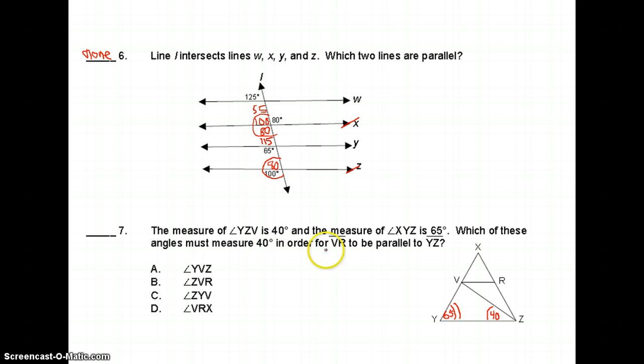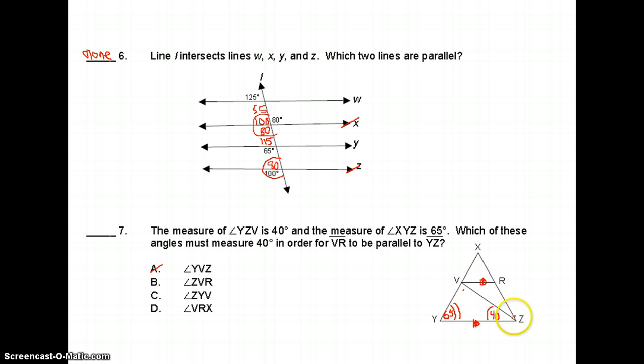Which angles must measure 40 in order for VR to be parallel? So we want this line here to be parallel to this line down here. Okay, so here we have alternate interior angles. Let's see what we have. A says YVZ. YVZ is this angle right here. Those would not necessarily be congruent. So it's not A. Let's look at B.